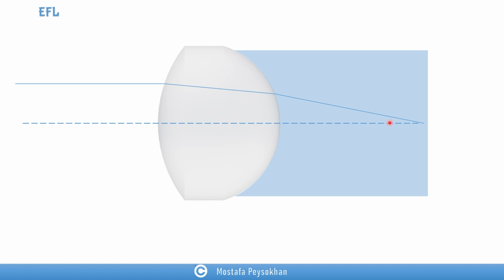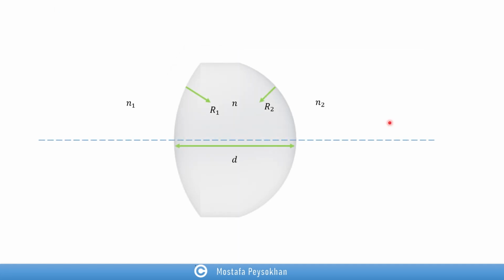Now, the question is how we can calculate the effective focal length of an immersed optical system. For an immersed optical system, let's say we have N1 for the refractive index of the left-hand side. We have N2 for the refractive index of the right-hand side. And we have N for the refractive index of glass. We have R1 and R2 for the radii of curvature. And the distance from the first surface to the last one is D. So when you look at this thick lens, you can simplify this lens as a combination of two lenses.